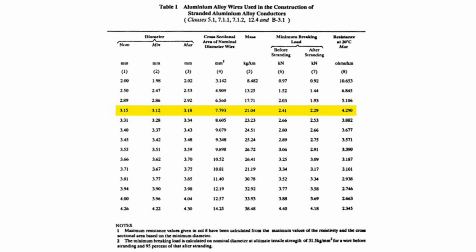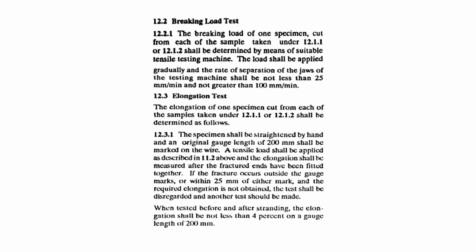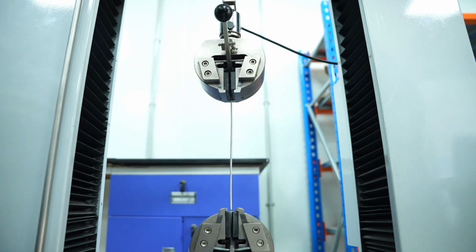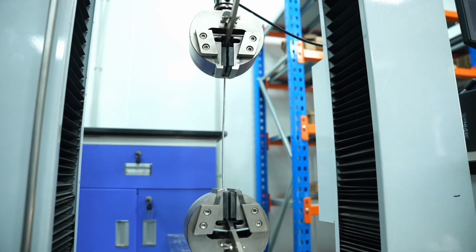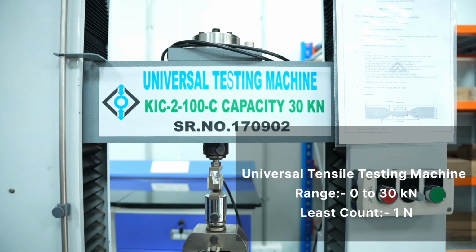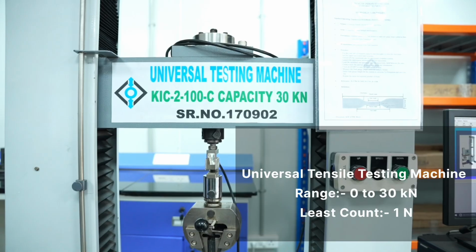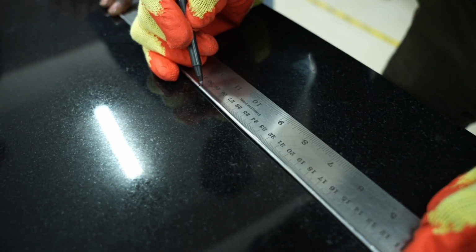Elongation test measures how much the aluminum alloy can stretch before breaking, which is important to ensure that it does not break under heavy load or severe weather conditions. This test determines the material strength, ductility and overall quality. The equipment used for this test are universal tensile testing machine, steel scale.